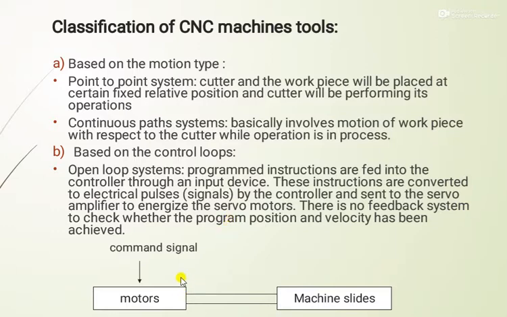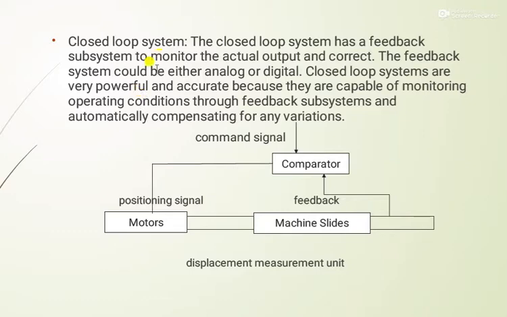Here we have command signal, motors, machine slides. The closed loop system has a feedback subsystem to monitor the actual output and correct the error. The feedback could be either analog or digital. Closed loop systems are very powerful and accurate because they are capable of monitoring operating conditions through the feedback subsystem and automatically compensating for various variations.